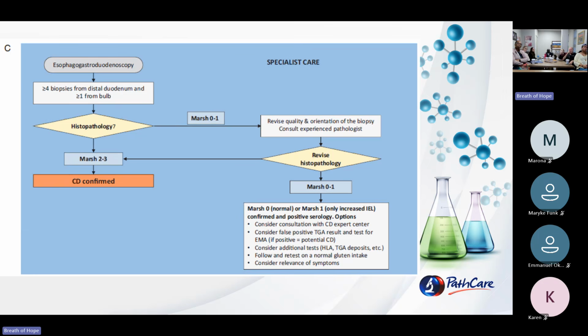What's recommended is 4 biopsies from the distal duodenum and 1 from the bowel. If the histopathology results come back as a Marsh classification type 2 to 3, then your celiac disease diagnosis is confirmed. But if it's between a 0 and a 1, then they recommend to revise the quality and orientation of the biopsy, consult an experienced pathologist, and revise the histopathology so that the slides can be revised by a more senior, experienced histopathologist in celiac disease specifically.